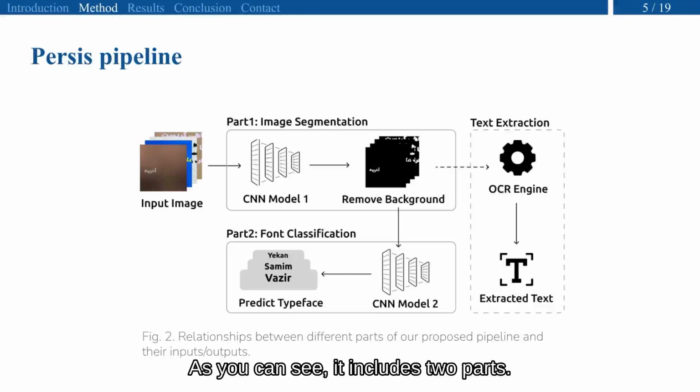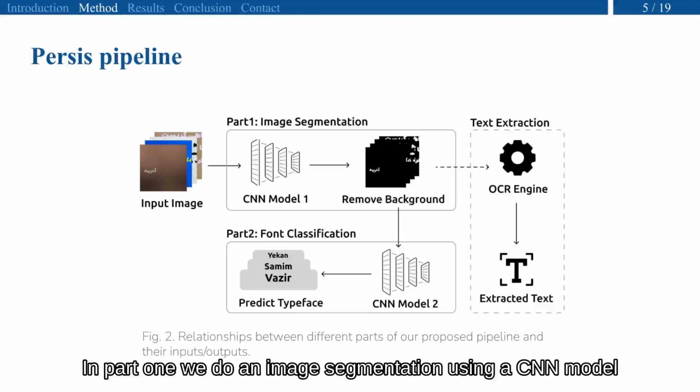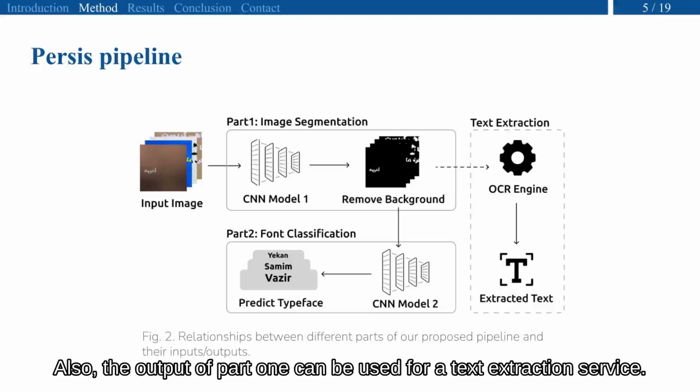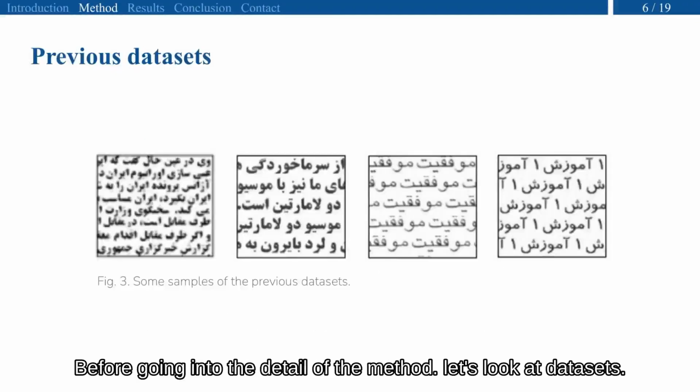As you can see, it includes two parts. In part 1, we do an image segmentation using a CNN model and then feed its output to the next part, which is an image classification using another CNN model. Also, the output of part 1 can be used for a text extraction service. Before going into the details of the method, let's look at the datasets.